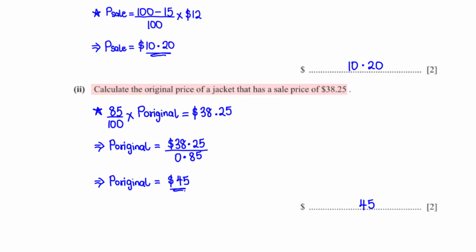Calculate the original price of a jacket that has a sale price of $38.25. This time around, we've been given the sale price and we are asked to find the original price. A 15% reduction in the original price means that 85% of the original price is equal to $38.25. After we make the original price the subject of the equation, we get $45 as the original price of the jacket.